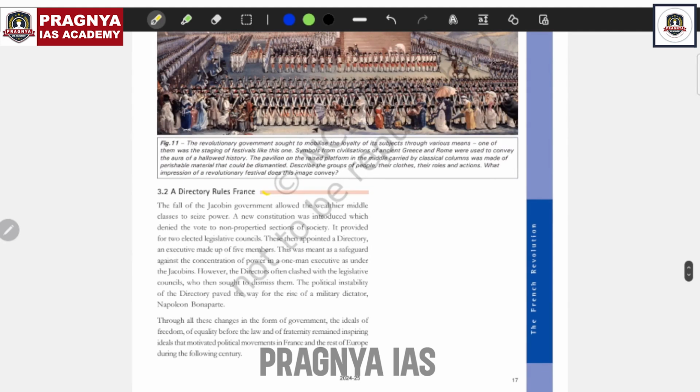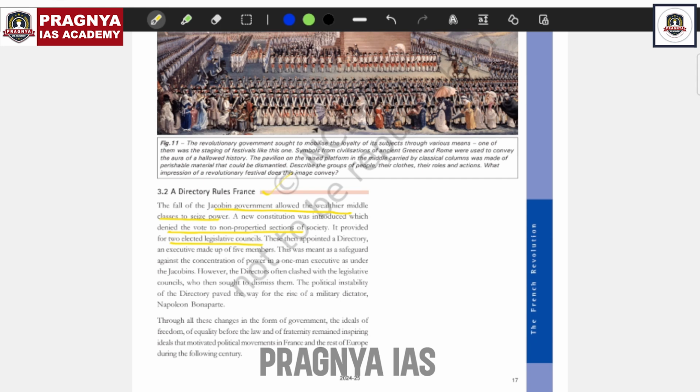A Directory rules France. The fall of the Jacobin government allowed the wealthier middle class to seize power. A new constitution was introduced which denied the vote to non-propertied sections of the society. It provided for two elected legislative councils. These then appointed a Directory, an executive made up of five members. This was meant as a safeguard against the concentration of power in one man executive, as under the Jacobins.